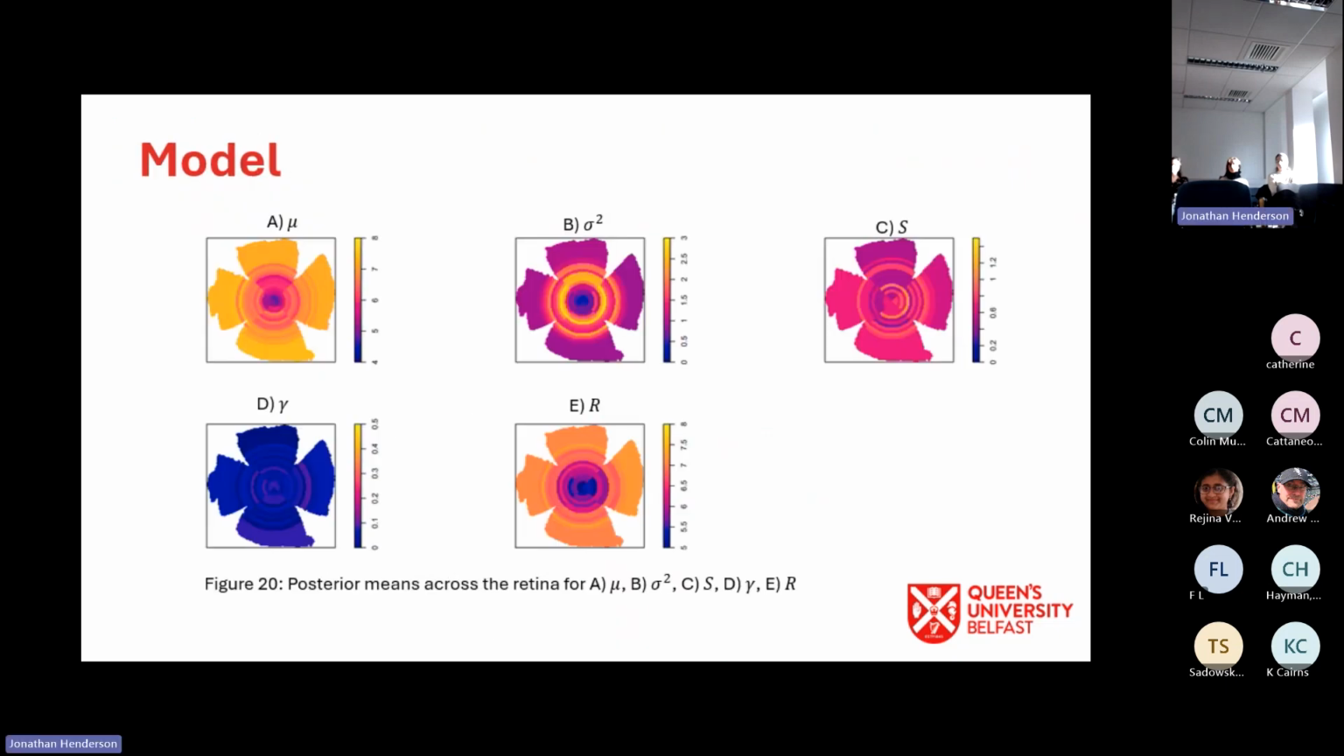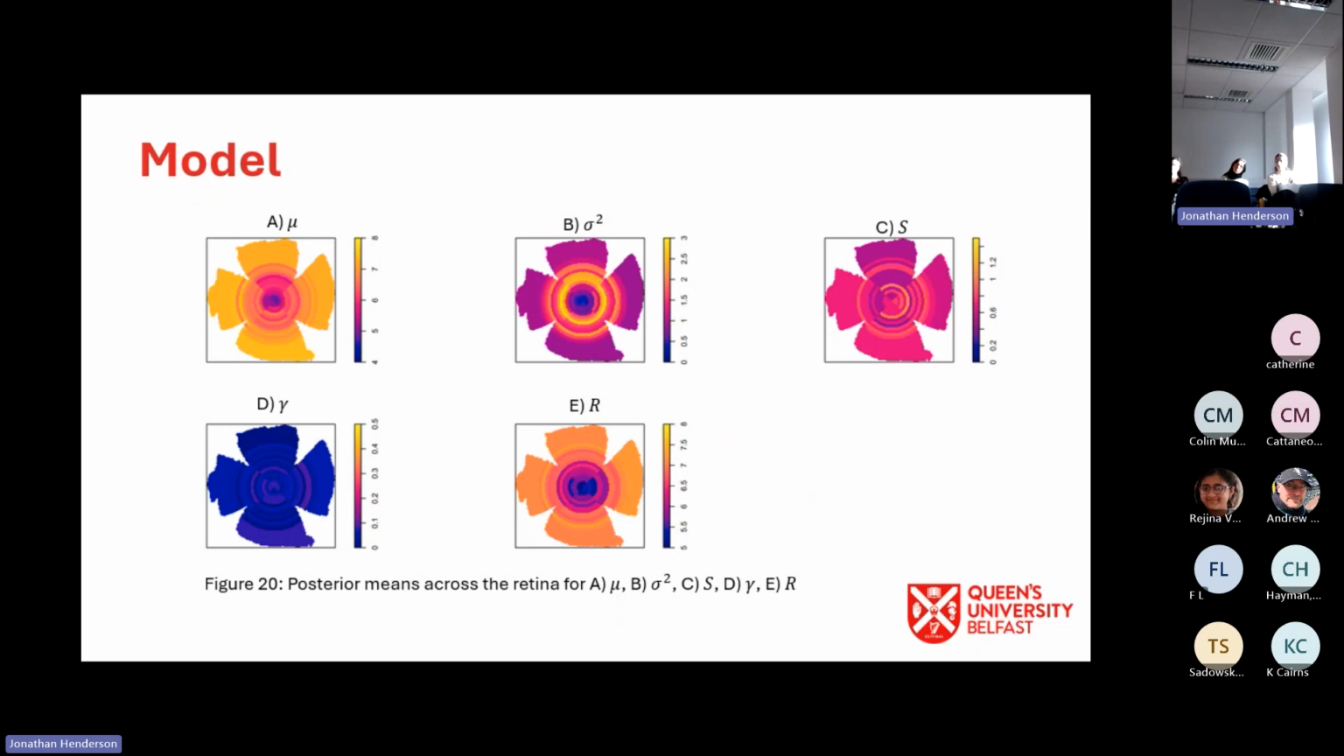So what we did was we applied a similar technique. We looked at small subregions because that is what the clinicians will be able to see. We looked at the different areas of the retina and obtained different parameter estimates. Essentially, for our mu and our sigma squared, we see that they increase as we go further out of the retina, which would correspond to the increase in density that we would see in the number of cells.